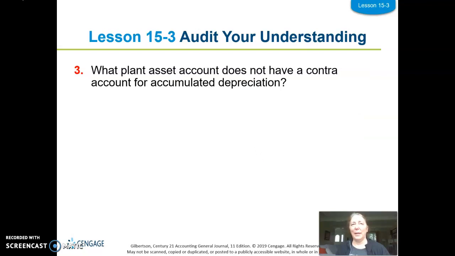And then it says what plant asset account does not have a contra account for accumulated depreciation, and I don't think I mentioned this, that's why I wanted to do these, is land. Land never depreciates in value. It is always there. It is always going to last. There isn't wear and tear on it in accounting terms.